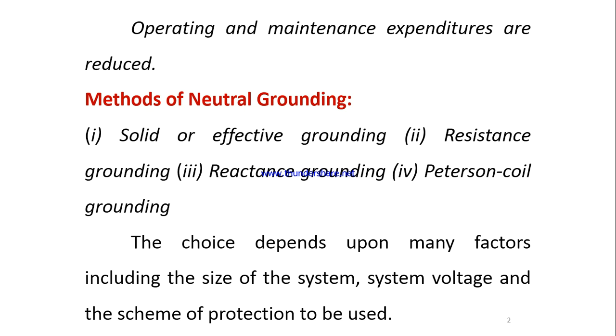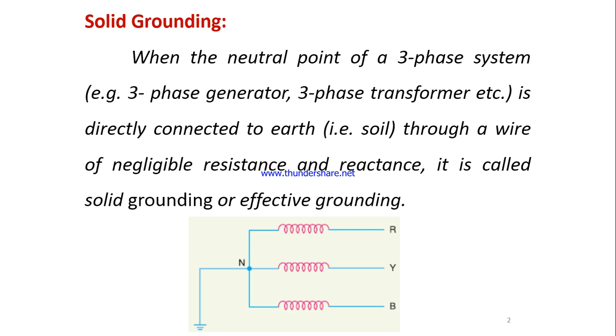Regarding the methods of neutral grounding, we have solid or effective grounding, resistance grounding, reactance grounding, and Peterson coil grounding. Each of these four types is important in different cases. The choice depends upon many factors. It includes the size of the system, the system voltage, and the scheme of protection which needs to be used in that particular system.